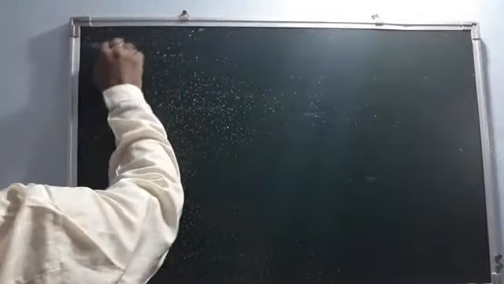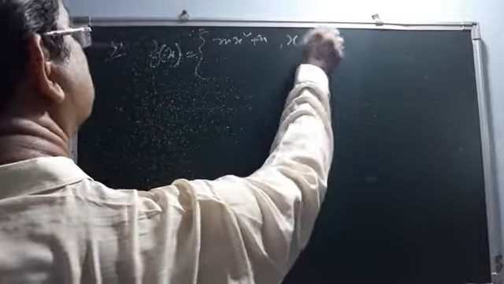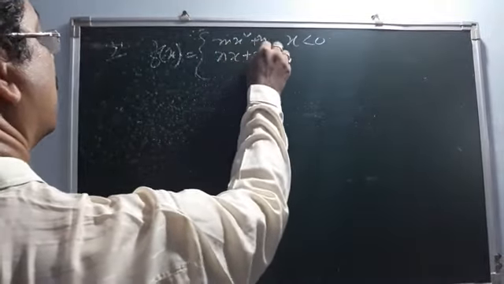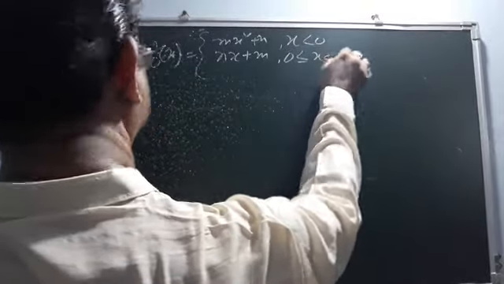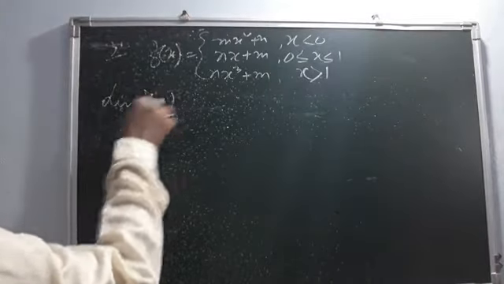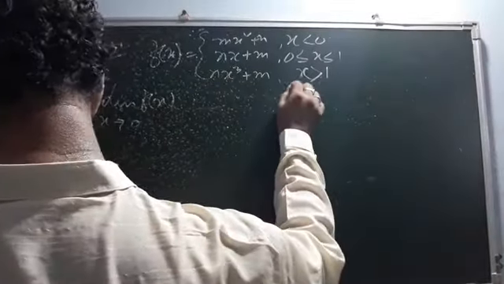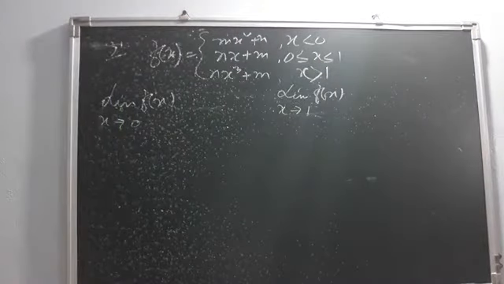Now we are going for last sum of this one. This is exercise 32. We have question number 32 of the exercise, and it is given that f(x) equal to mx square plus m if x less than 0, nx plus m if 0 less than equal to x less than or equal to 1, and x cube plus m if x greater than 1. Then they say if both limit f(x), x tends to 0 exists, and limit f(x), x tends to 1 exists, then you have to find the value of m and n. This is your question. So see how to do this one.